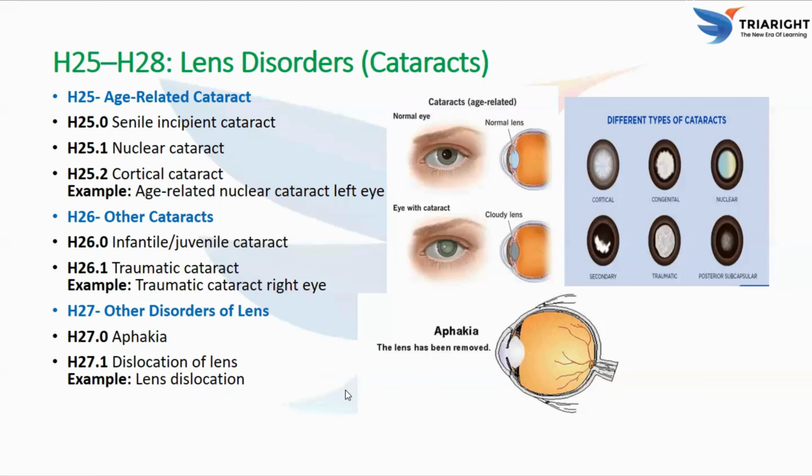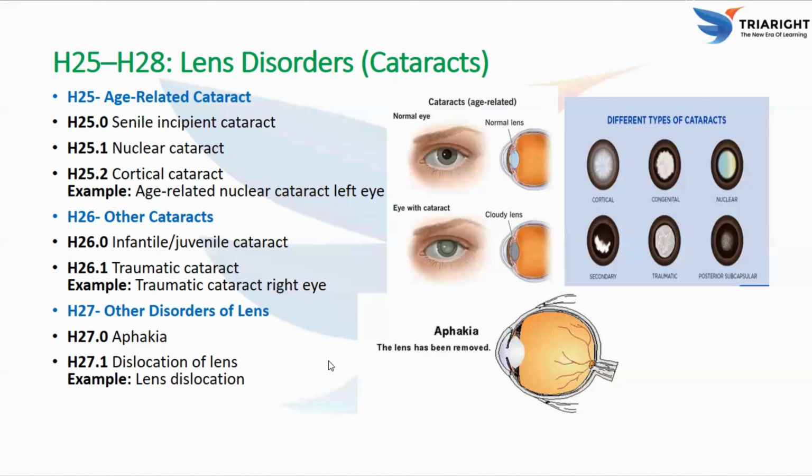So H27.1 is for dislocation of lens or ectopia lentis. So the lens shifts from its normal position. So what are the causes of dislocation of lens? Trauma, genetic disorders, or it may be due to weak or broken zonular fibers. So what are the symptoms? Double vision, sudden blur, or distorted vision.